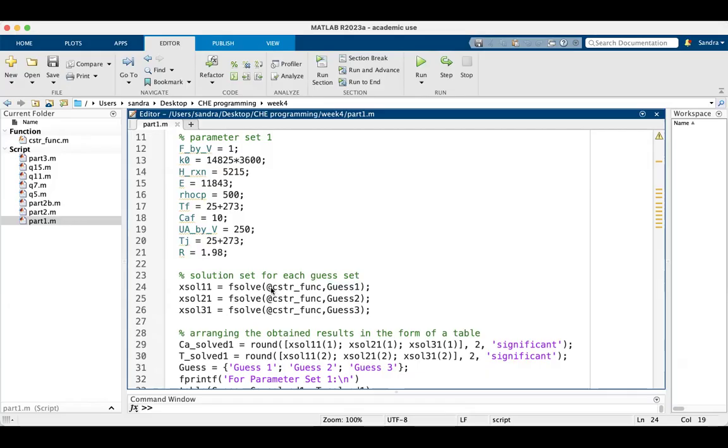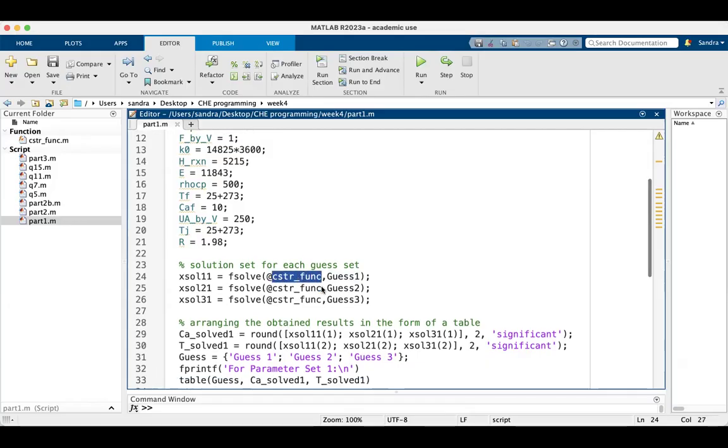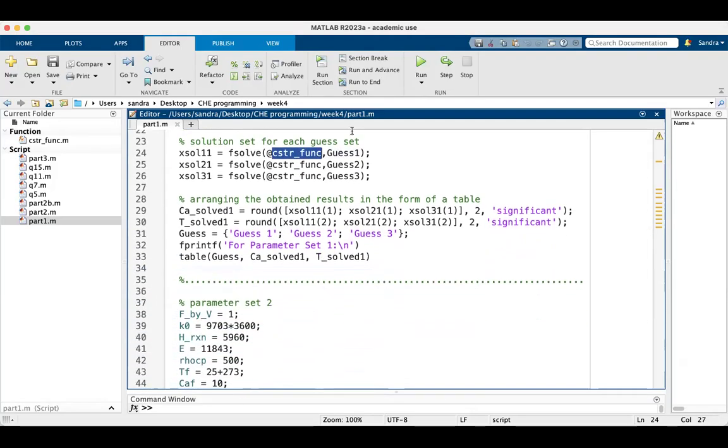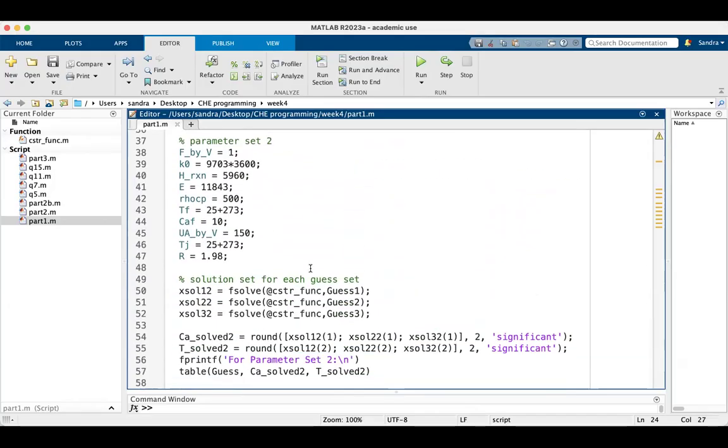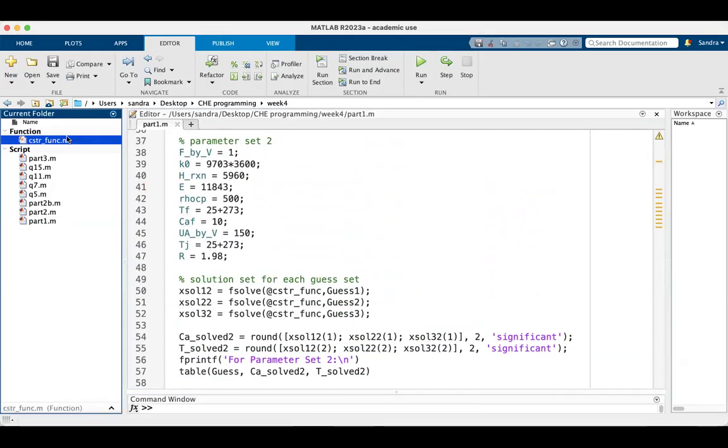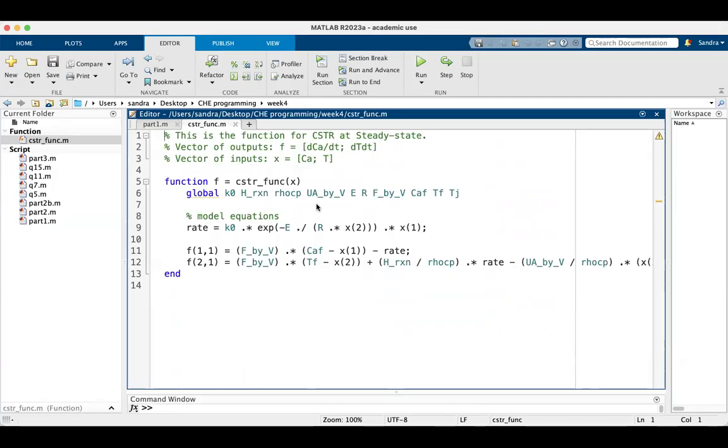Now let us see what this function does. That is CSTR func. What is CSTR func taking? CSTR func is here basically. CSTR func will take an initial value x. And again, you can see there are variables here, k0, h and all those things. It's again declared as global.